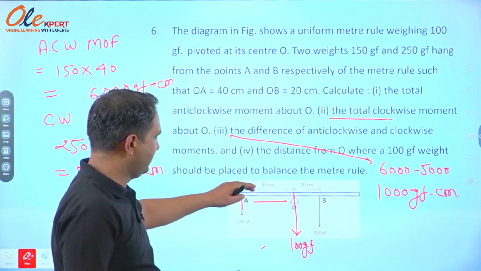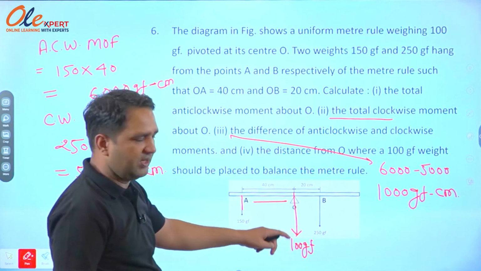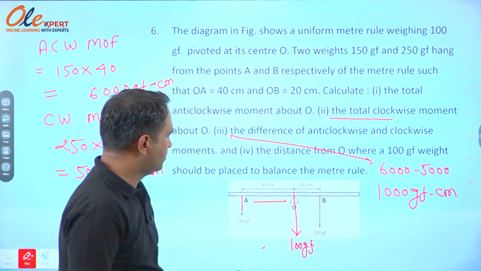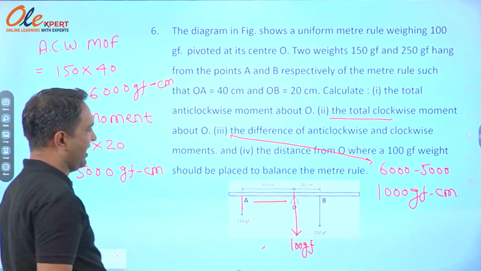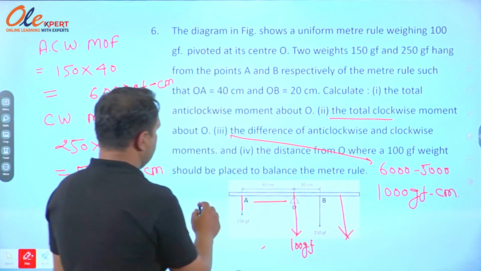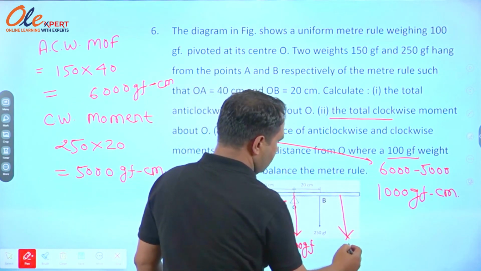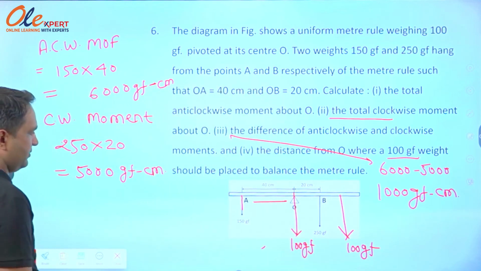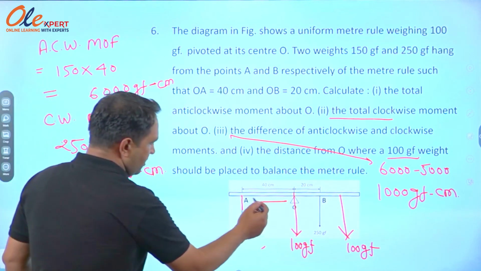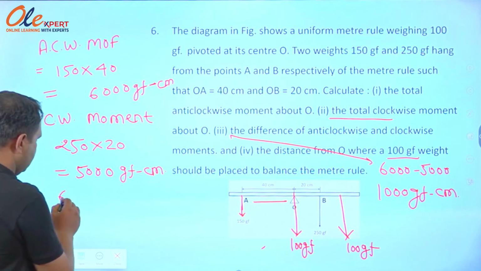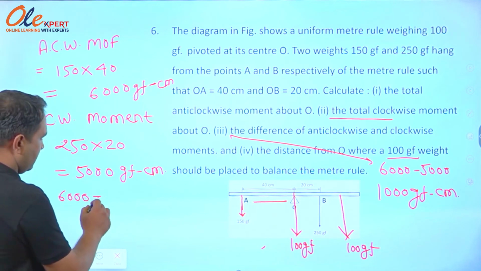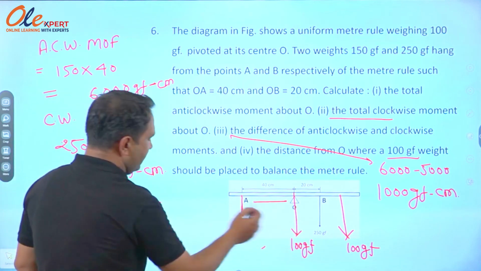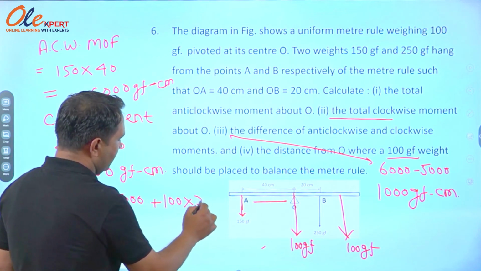The next is the distance from O where a 100 GF weight should be placed to balance the meter rule. Right now it is moving anti-clockwise. So we have to hang a weight in the clockwise direction, meaning somewhere at the B side, so that it will be balanced. So suppose I hang the weight of 100 GF at some distance x. So this x we have to calculate. The anti-clockwise moment was 6,000, which is equal to the clockwise moment, earlier 5,000, and now an additional 100 GF at x centimeter.